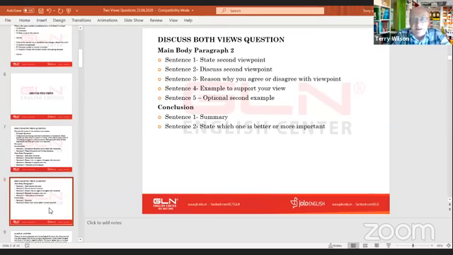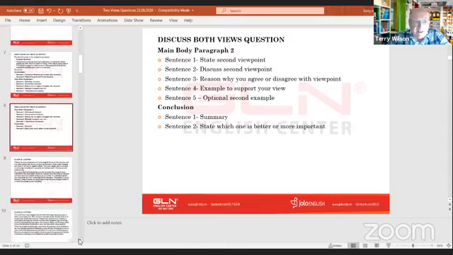And then the second body paragraph. So the first sentence is, state the second viewpoint. And you notice the structure is the same, 5 sentences, with sentence 5, a second example, being optional. And then the conclusion, well, you need to summarize. And then the second sentence, you need to state which one is better or more important. So let's have a look at the sample essay.